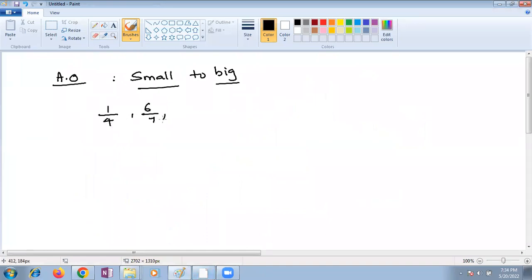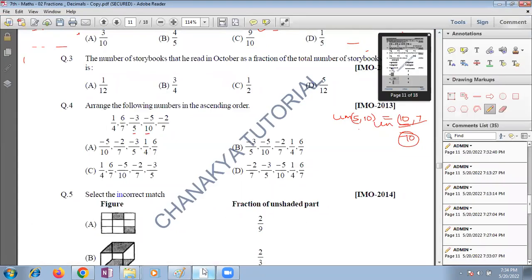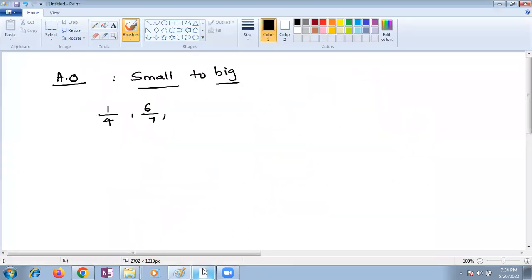What is another fraction, children? How will you do this question in 1 minute? That is more important. Everyone can do. Minus 3 by 5, minus 5 by 10, and minus 2 by 7.